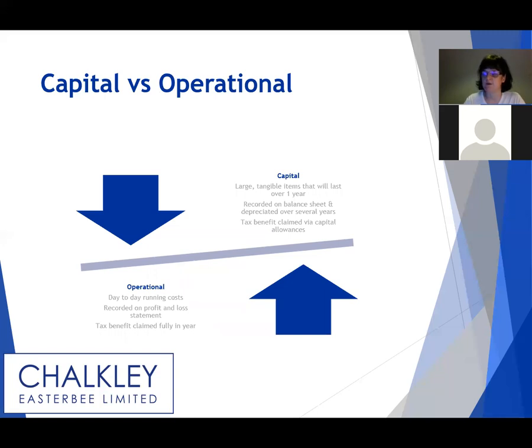Now, these are recorded on your balance sheet and depreciated, so that means written off over a number of years. The depreciation policies vary by accountant, but for things like computer equipment, it would generally be written off over something like a 3-year period. And the tax benefit of these is claimed via capital allowances.